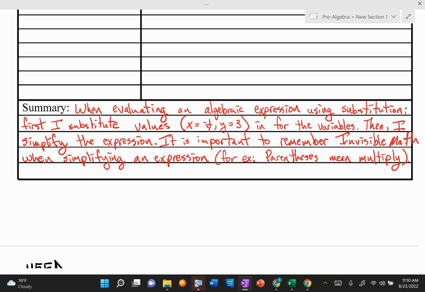In for the variables. Then I simplify the expression. That's all, okay? You don't have to go any deeper than that. Basically, all I did was list what are the 2 steps, okay? 2 steps are substitute, simplify. Then the last sentence, because we talked about something else, says it is important to remember invisible math when simplifying an expression. For example, parentheses mean what?